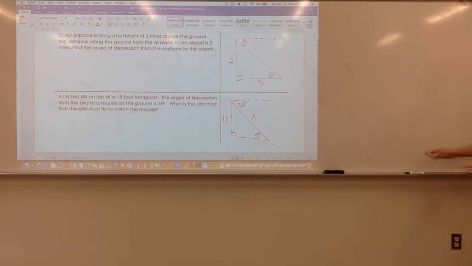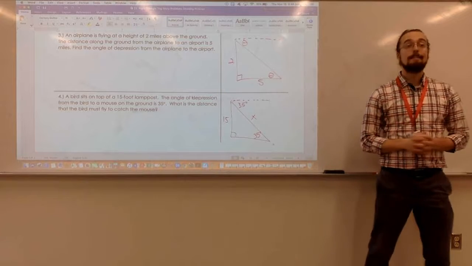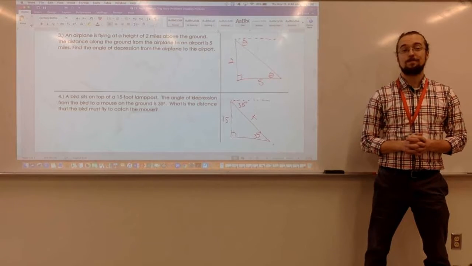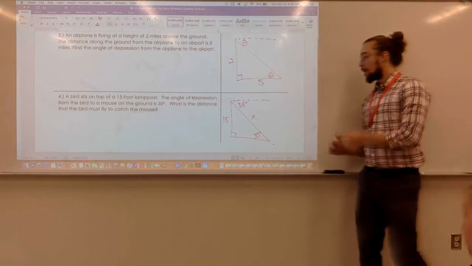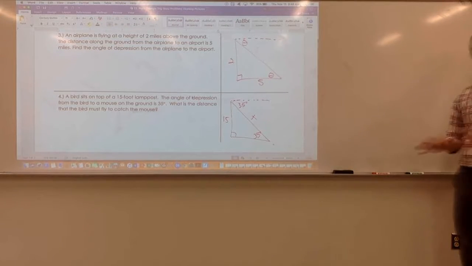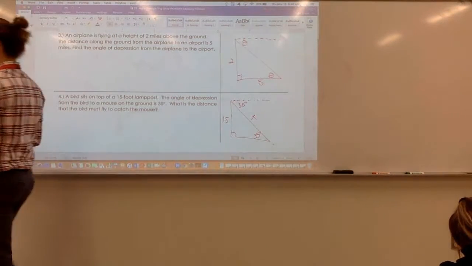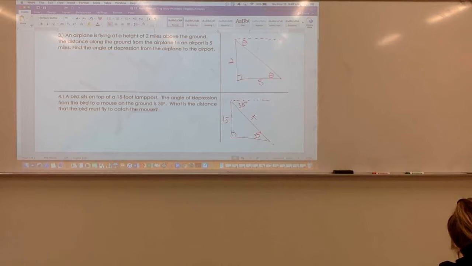Alright, you okay with these? Alright, so I want you guys then to try the 4 on the back. Just draw the pictures. We're not solving them yet. So just go ahead and flip over and draw the pictures.